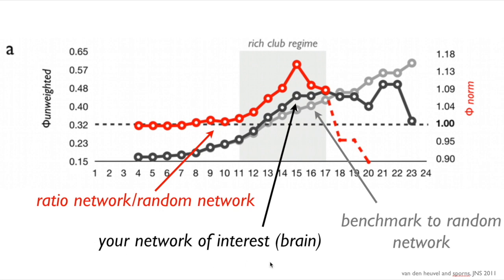So that's why we always take our network of interest, in our case the brain, and benchmark it to the random network. And then it's the ratio, the normalized rich club coefficient, this ratio between our network of interest and our random network, that would give us a potential indication of the level of connectivity between the high degree nodes.